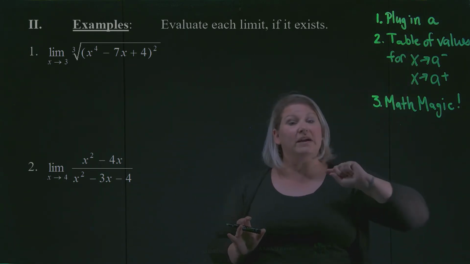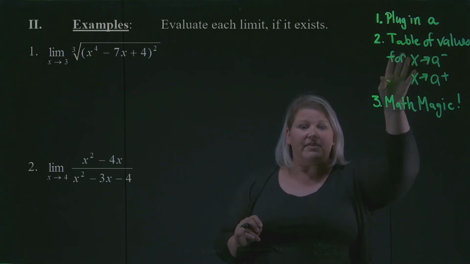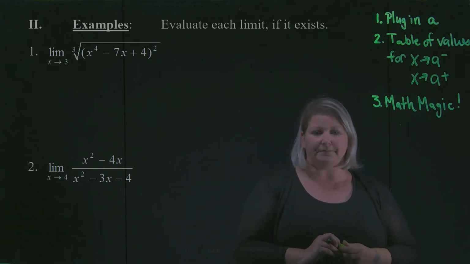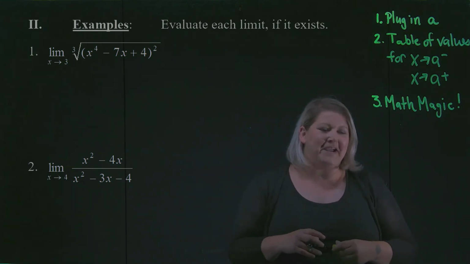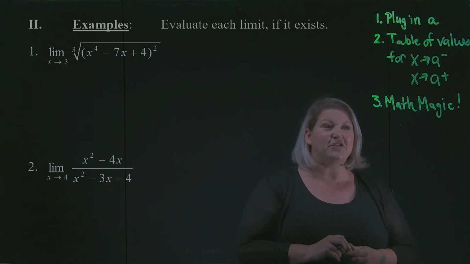But if number 1 doesn't work, if you get an error, look at the table and then do math magic to get an answer that matches what you have in your table. Or you can do the math magic first, it's up to you, and then check your answer with the table. But either way, you want to make sure you do both.